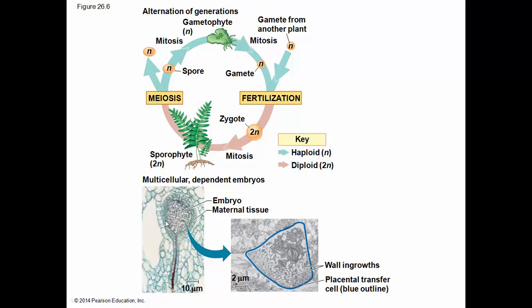Now, down here at the bottom, it shows multicellular dependent embryos. As part of a life cycle with alternation of generations, multicellular plant embryos develop from zygotes that are retained within the tissues of the female parent. The parental tissues protect the developing embryo from harsh environmental conditions and provide nutrients such as sugars and amino acids. The embryo has a specialized placental transfer shell, shown here as a blue outline, that enhances the transfer of nutrients to the embryo through elaborate ingrowths in the cell wall surface. The multicellular dependent embryo of the land plants is such a significant derived trait that land plants are also known as embryophytes.